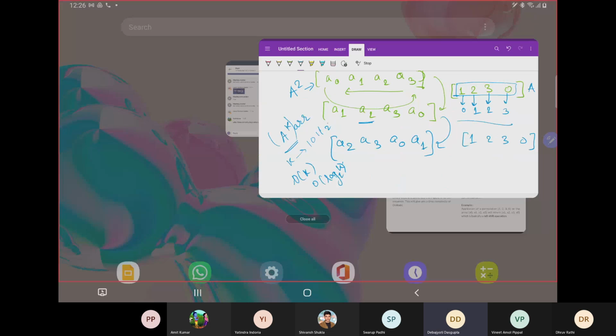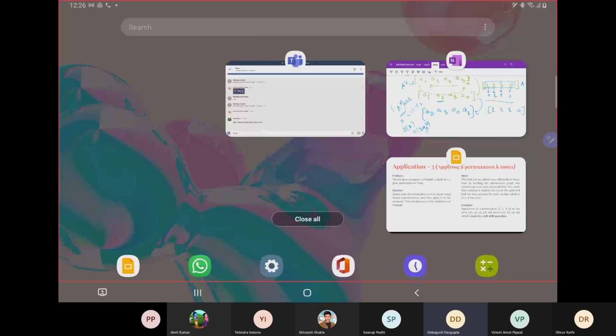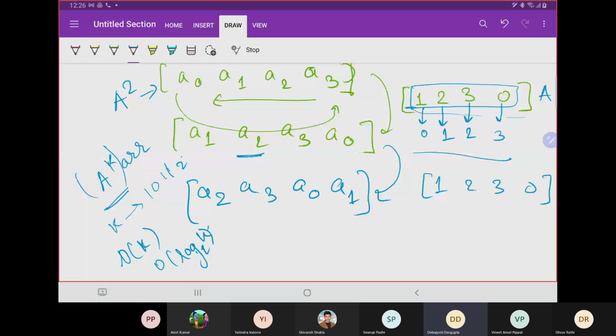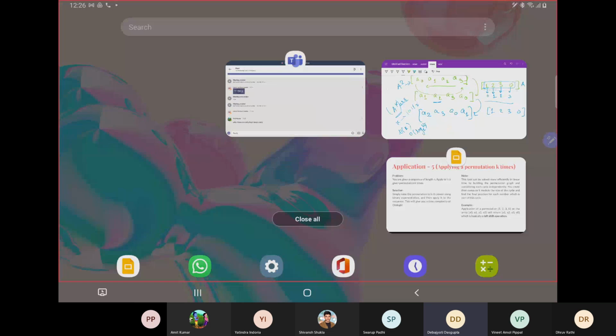Okay. If you are not clear with the permutation, I will link the resources. You can go through it again. But permutation is basically simply repositioning the elements as per the given array. These are the final positions of the elements. This should be easy enough.